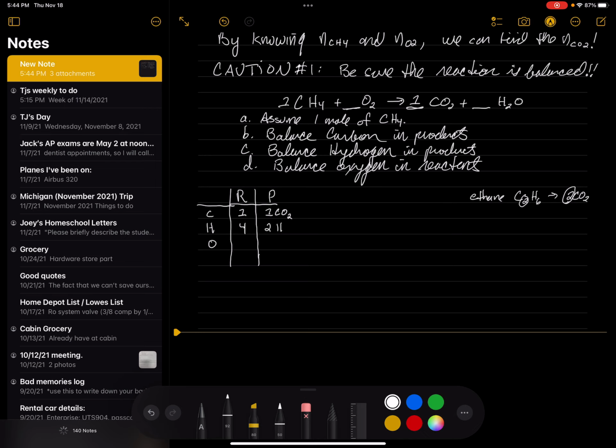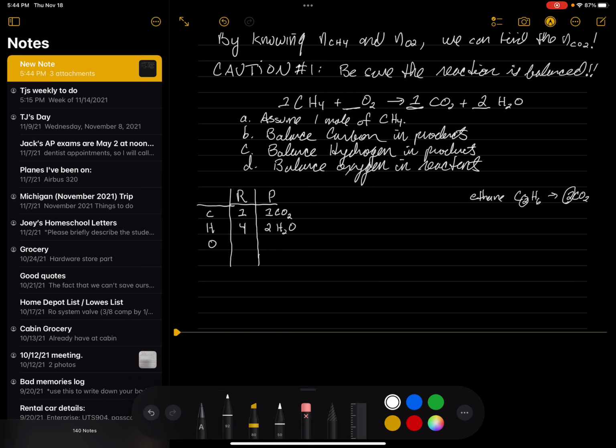I need 2 moles of H2O to give me 4 moles of hydrogen atom in my products. And so my molar coefficient in front of water will be 2. 2 times 2 is 4. That balances the 4 hydrogen atoms in the reactants.